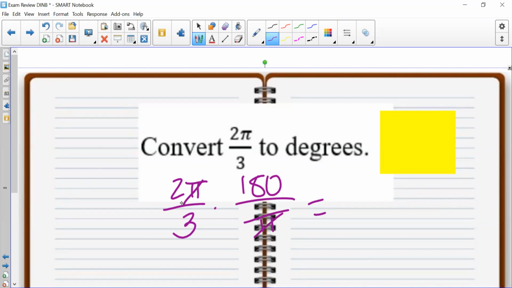So we're really just doing 2/3 times 180. So that's all you're typing in. 2 divided by 3 times 180. You can type it in Desmos or you could type it in your phone calculator and you get 120 back. So 2 pi over 3 radians is the same as 120 degrees.